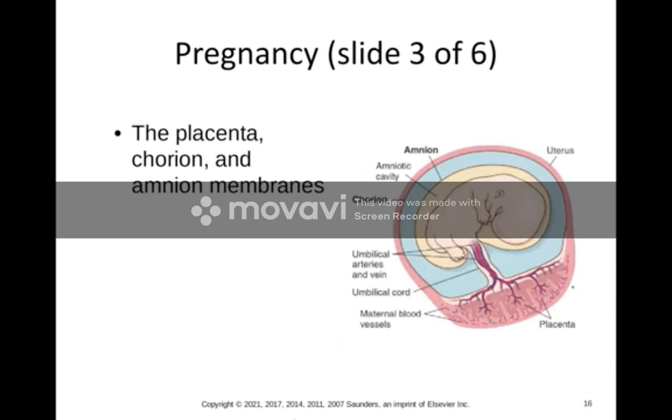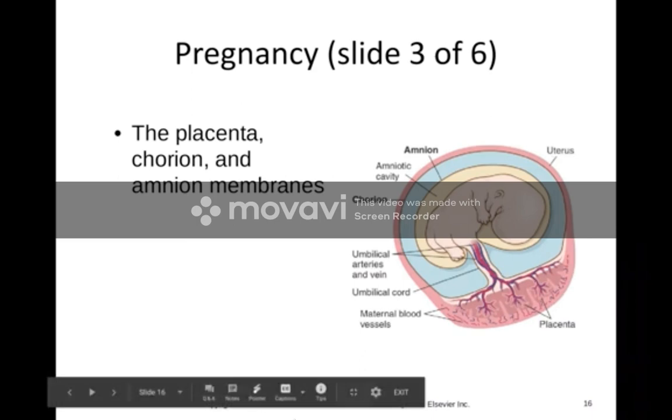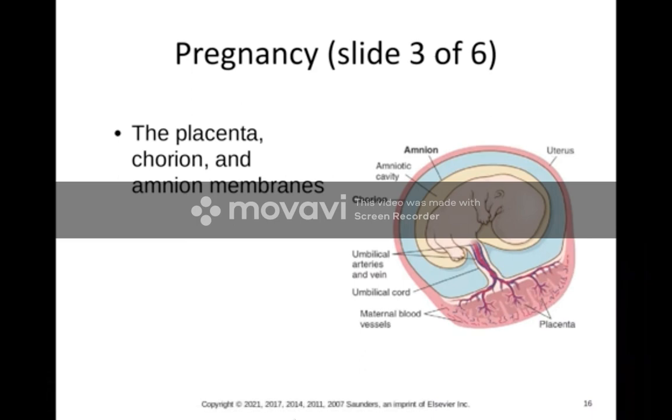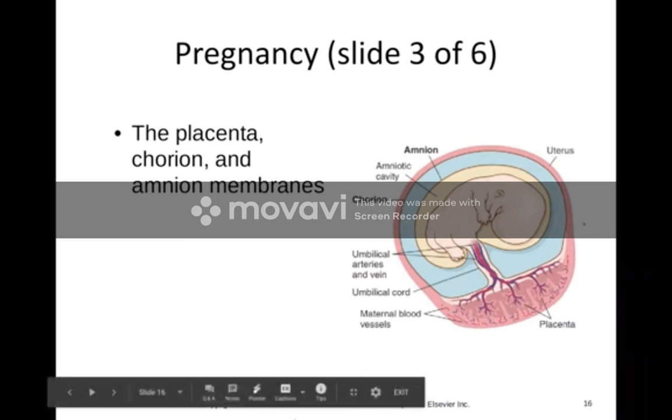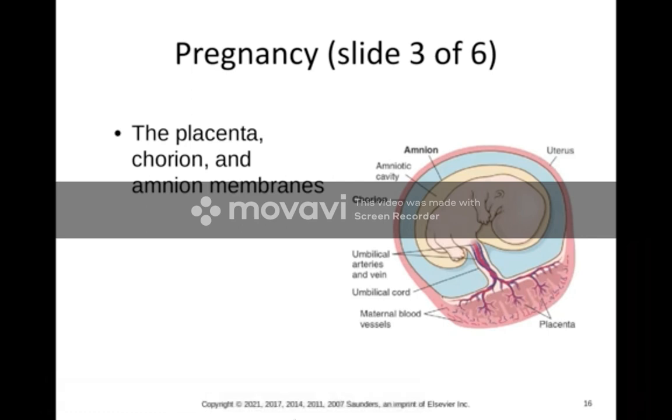And here's an image depicting the placenta, which is attached here, you can see, to the uterus wall with internal blood vessels, the umbilical cord connecting it to the fetus. There are umbilical arteries and a vein. This is the chorion, the edge of the sac, and then the amniotic cavity and the amnion.